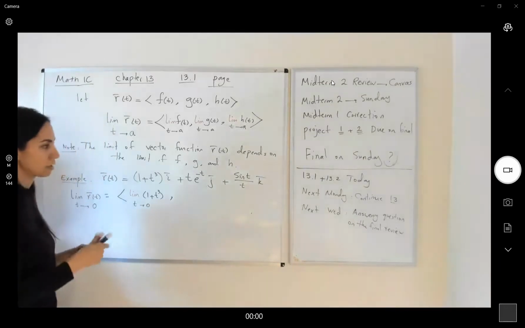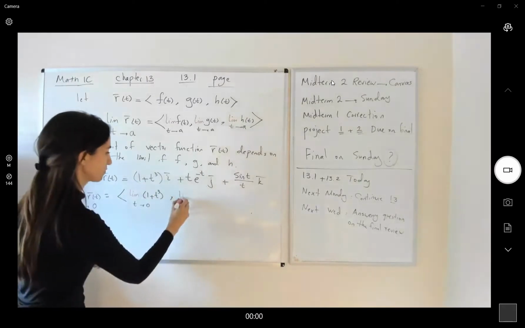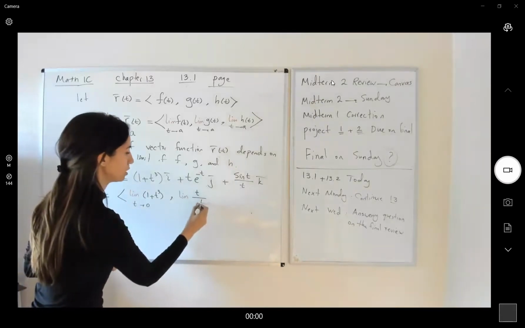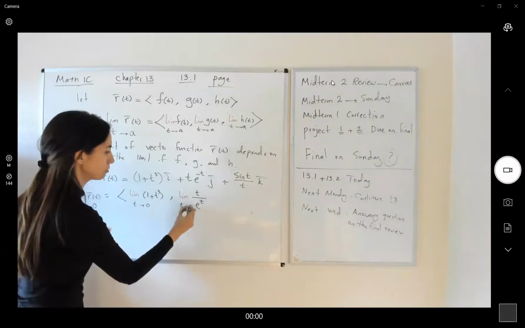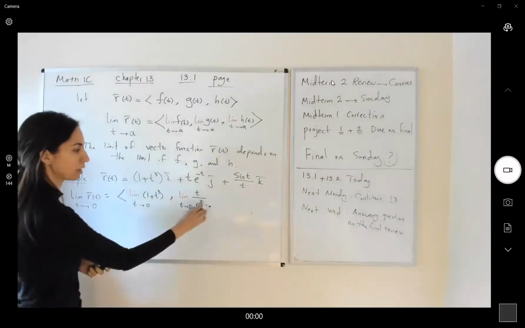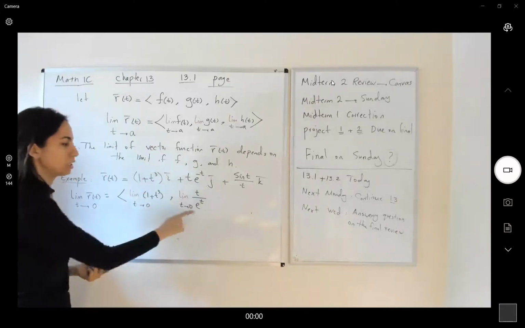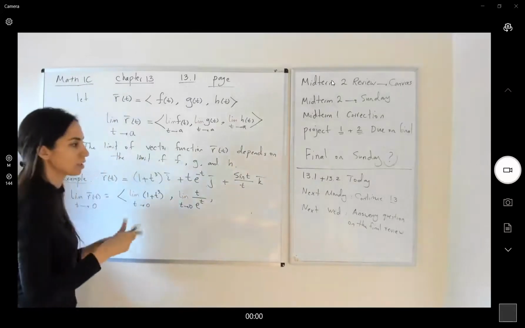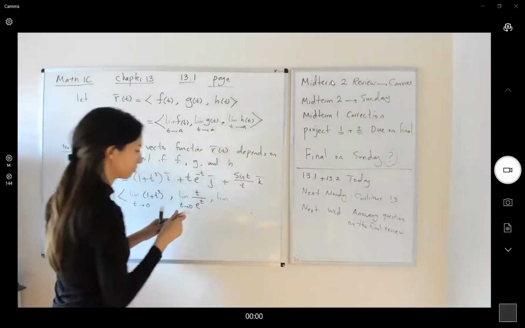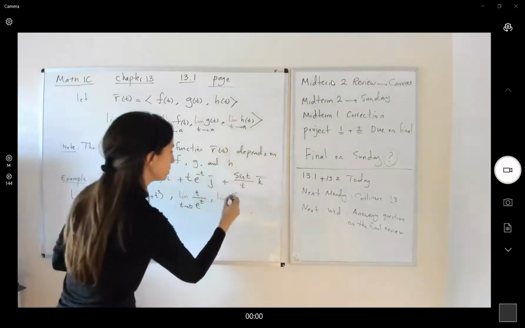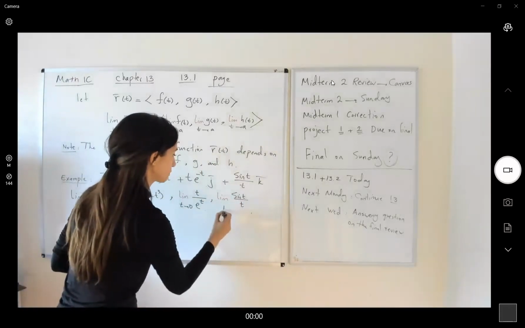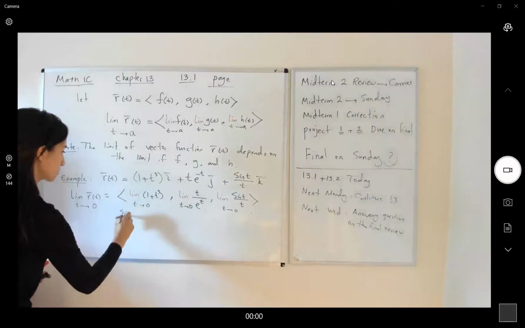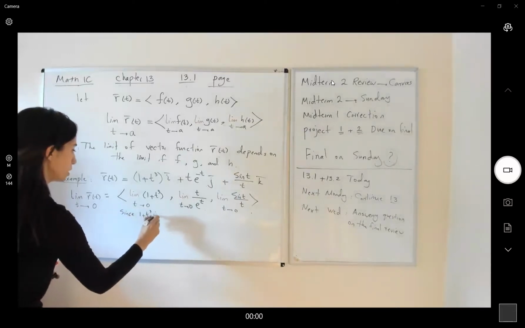Next, the limit of your second function, t divided by e to t, as t goes to 0. For this one, we don't have any problem because our denominator is e to t. e to 0 is equal to 1. 0 divided by 1 is just 0. And finally, the limit of sine t divided by t, we all know that that limit is just 1.